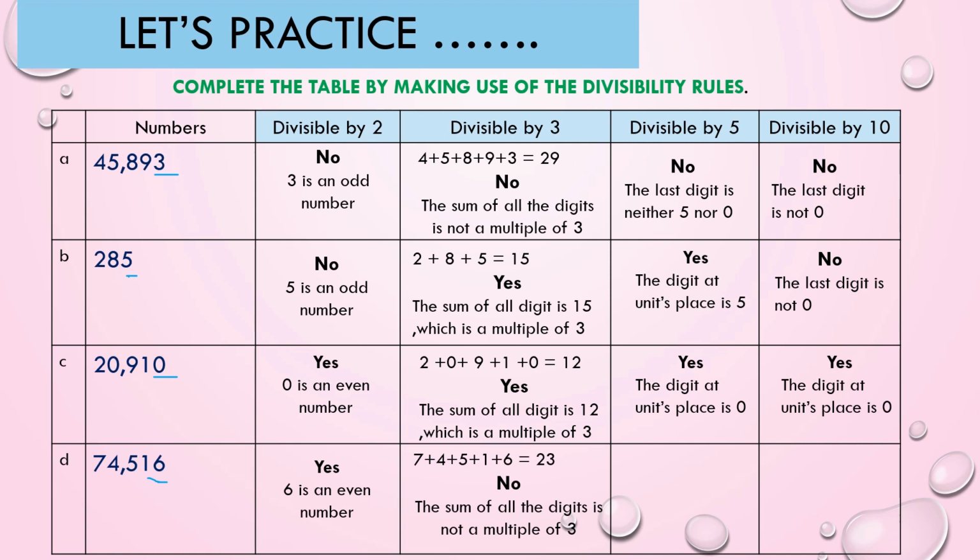7 plus 4 plus 5 plus 1 plus 6 gives you 23. And 23 is not a multiple of 3. So this number is not divisible by 3. Is it divisible by 5? No, because the number at the units place or the last digit is 6. Is it divisible by 10? No, because for 10 the last digit must be 0, but in this case it is 6, so a no for 10 as well. I hope you would have understood all the divisibility rules.